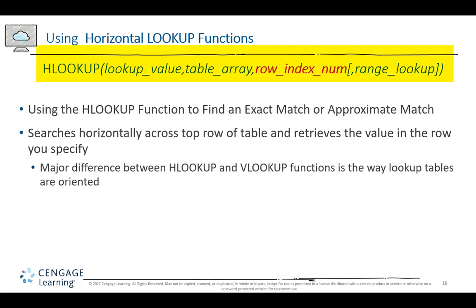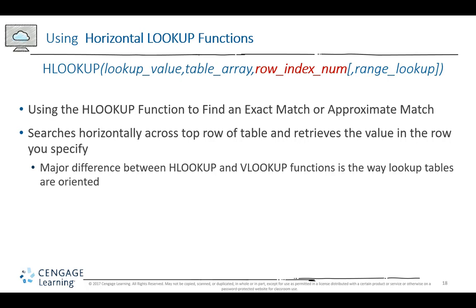HLOOKUP, we're looking across a row. The formatting of the function is the same. We identify the lookup value, the name of our table array. In this case, we are supplying the row index number. And then, as an alternative, if we have an approximate match, we will also supply range lookup. Otherwise, that last input, the fourth one, will be false to indicate it should be an exact match.